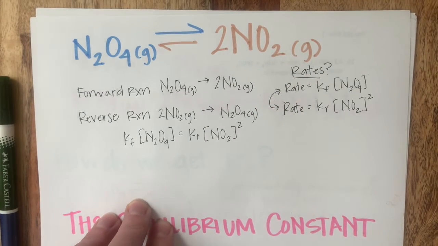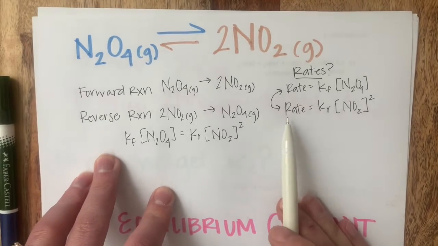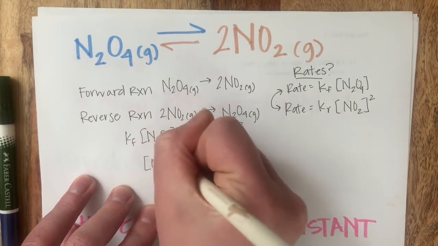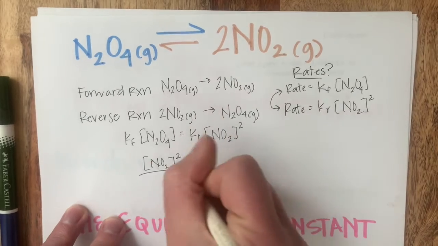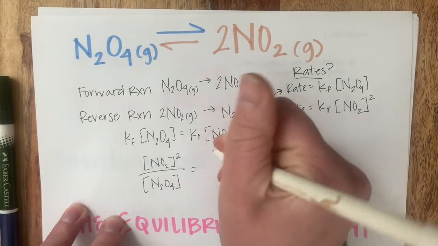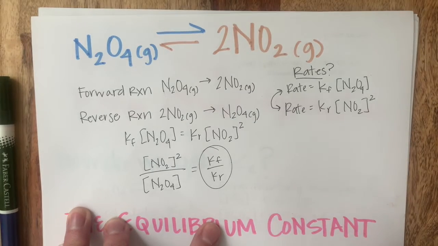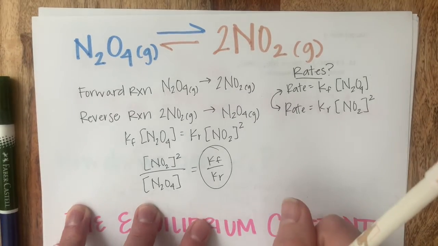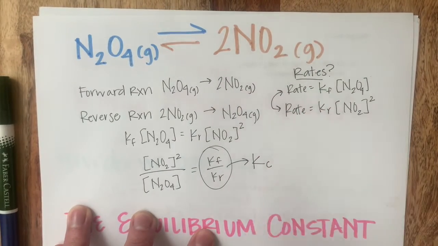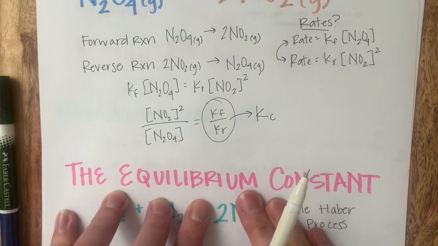Okay. Whew. Now, let's rearrange this. Can you get the constants on the same side and everything else on the same side? I think we can. So here's what we're going to get. NO2 to the second power over N2O4 is going to be equal to kf over kr. What do we do when we have two constants on the same side dealing with each other? We just call those K. In this case, we're going to call them Kc because it's based on concentration, and this is called the equilibrium constant. That is the name for this.